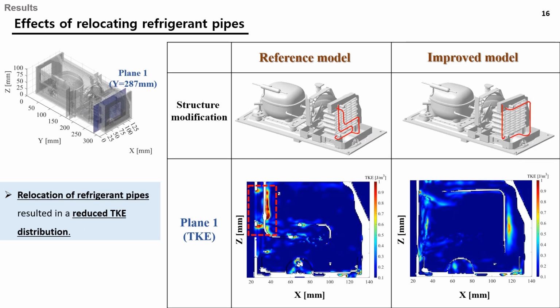And next is the effect of the refrigerant pipe's location. In the reference model, since the refrigerant pipe is located downstream of the inlet, the TKE value is inevitably high. By relocating the refrigerant pipes with less flow interference, we can see a reduction in TKE distribution.